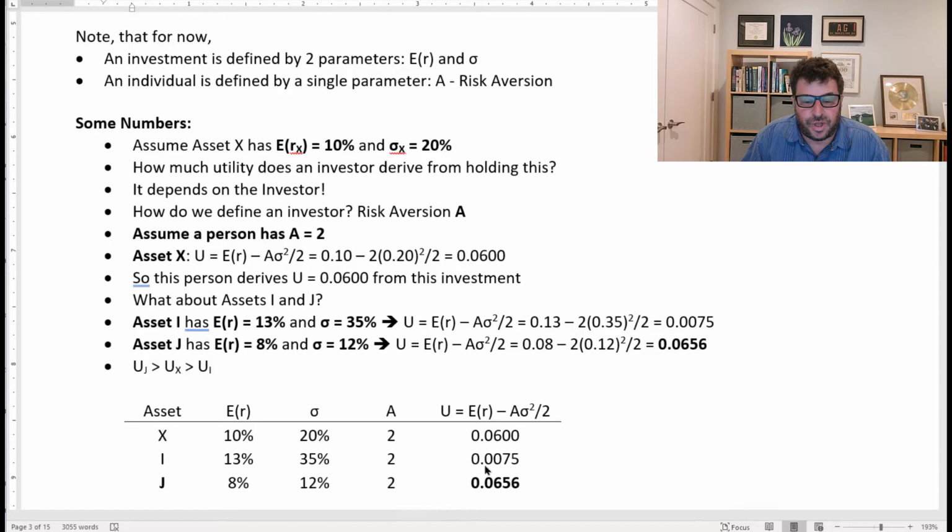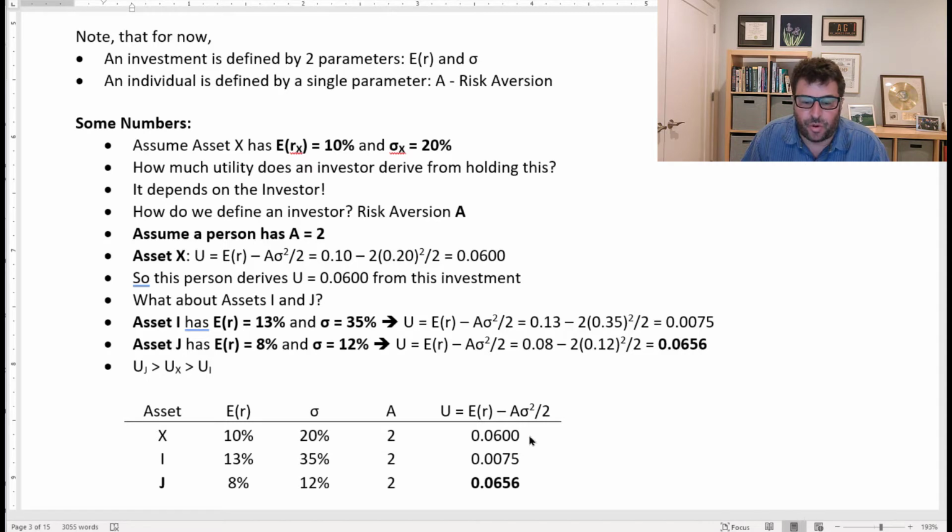And so we can say, here's a table with all the computations, that this investor, defined by A equals 2, achieves the most utility from asset J. And so this investor, faced with X versus I, would choose X because it has more utility. And this investor, faced with X versus J, would choose J because it has more utility. And again, this is ordinal, not cardinal, or just the order of this.